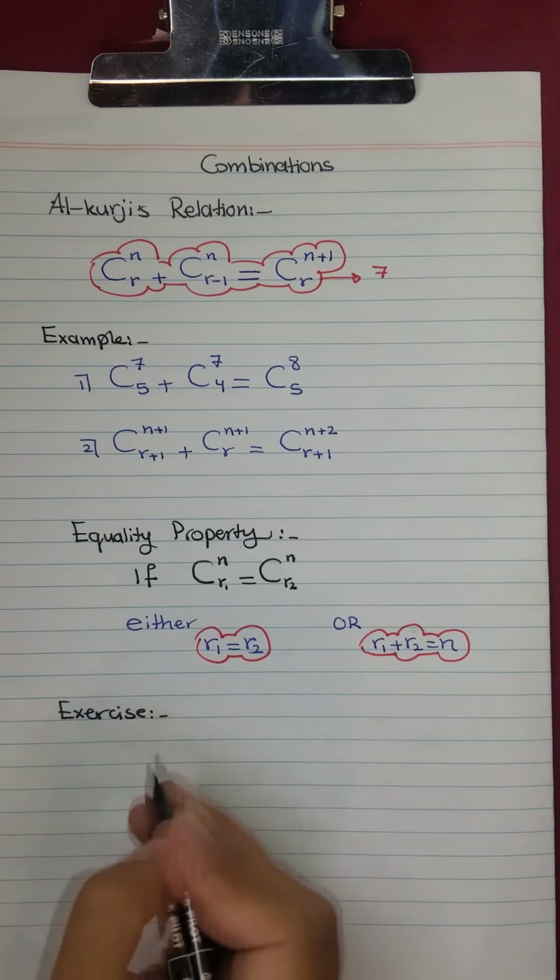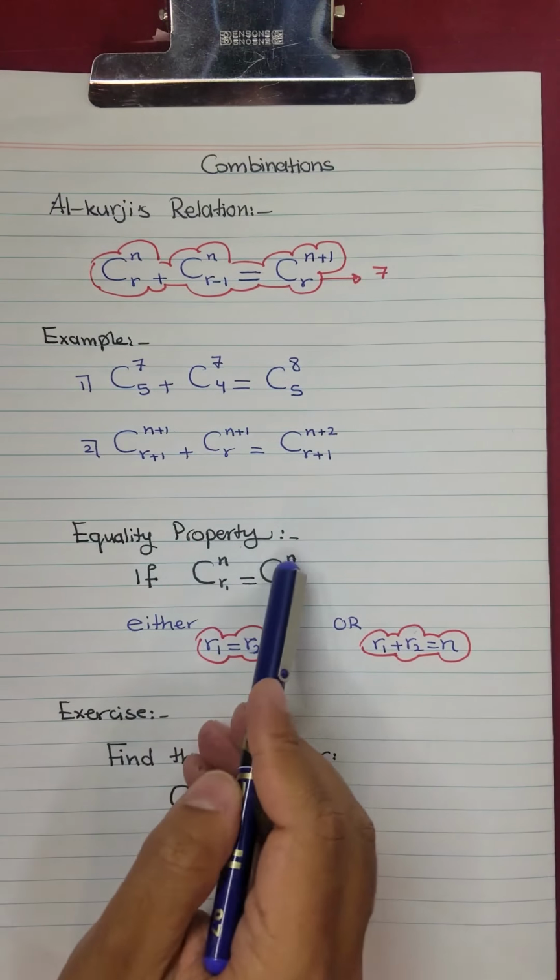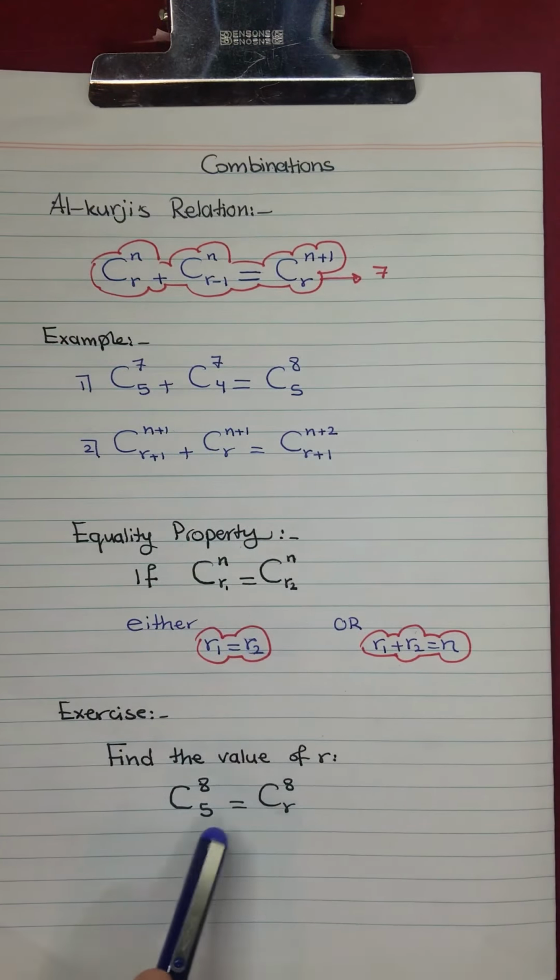So how much is this R, you think? This is the same as the example I gave you, which is 8, 5, and 8, 3. So you can say here, look, if two combinations are equal and they have the same n, but different R's, 5 and R, then you say directly that either this one and this one are equal, so R is equal to 5, or R1 plus R2 is equal to n, so 5 plus R is equal to 8.